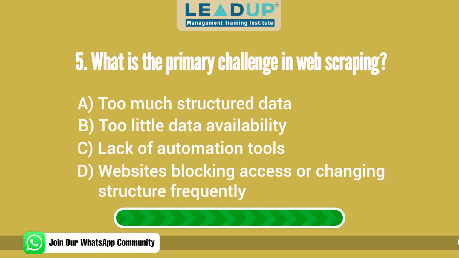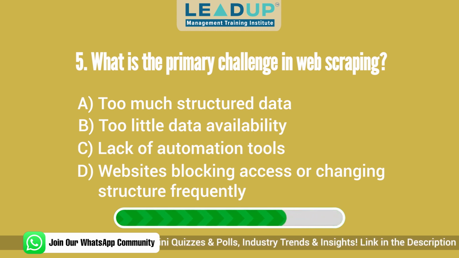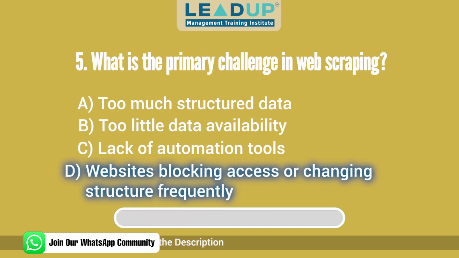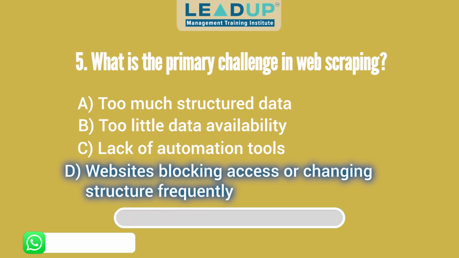5. What is the primary challenge in web scraping? A. Too much structured data, B. Too little data availability, C. Lack of automation tools, and D. Websites blocking access or changing structure frequently. The answer is websites blocking access or changing structure frequently.